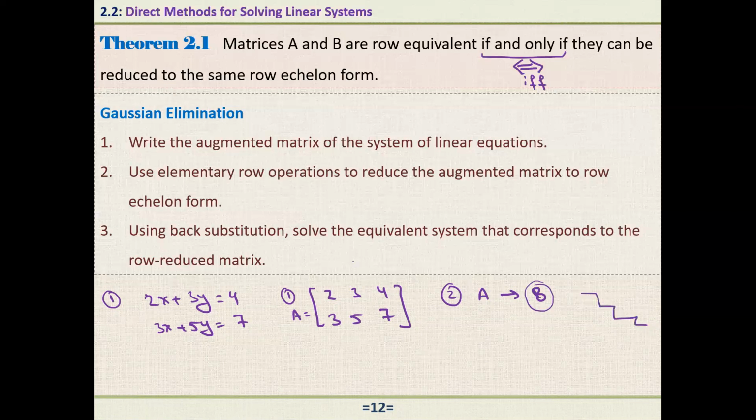And using back substitution, starting from the bottom, right? Using back substitution, solve the equivalent system that corresponds to the row reduced matrix. So now, once we have written this in row echelon form, starting from the last variable, we can find the value of y here. Then starting in the first line, you can find the value of x. Solving a system of linear equations using this method is called Gaussian elimination.